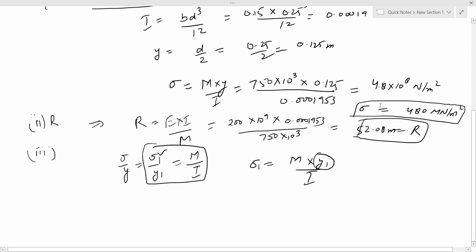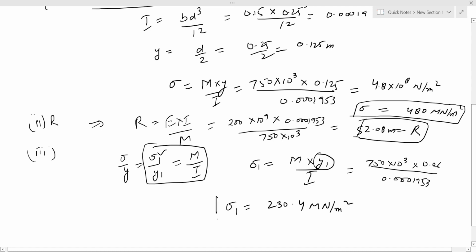Now we'll place the values of M, y1 and I. M is 750 into 10 to the power 3, into y1 which is 0.06, whole divided by I, which is 0.001953. From here we can find out the value of longitudinal stress at a point which is at 65 mm from the top surface of the beam, and it is coming to 30.4 mega Newton per meter square. So this is how we solve our numerical related to bending equation. Thank you.